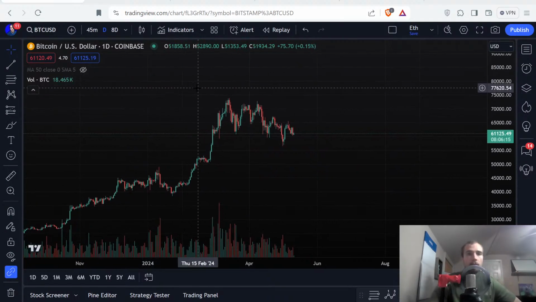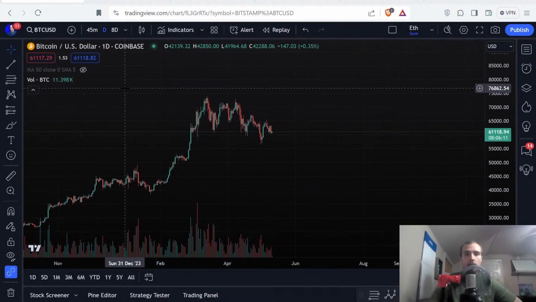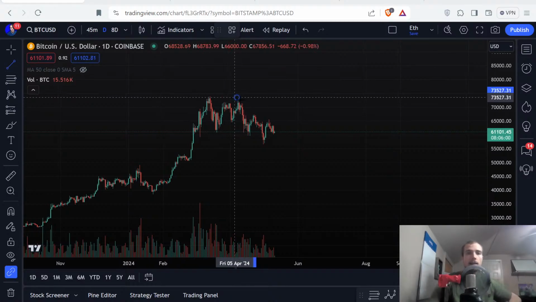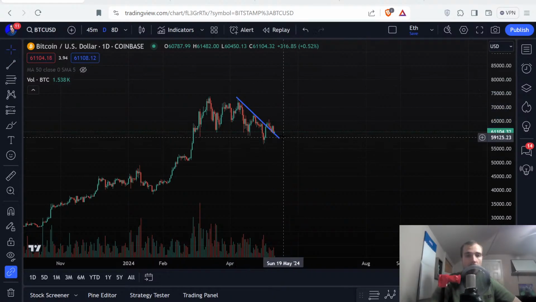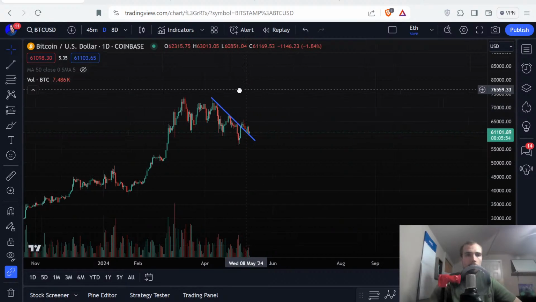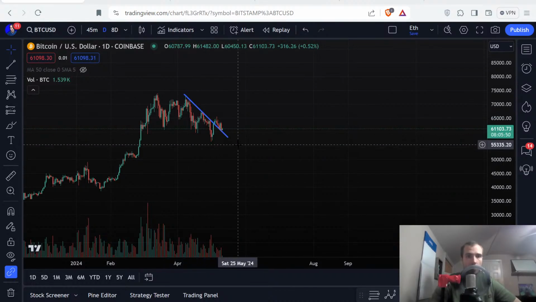So, Bitcoin versus the dollar on the one-day candlesticks on Coinbase. We've already been looking at this chart quite a few times together, so there really isn't anything significant to update you guys about today. But we are going to go ahead and do a little bit of analysis on Bitcoin here really quick. So one of the first things that we see with Bitcoin is this downward trending resistance line.